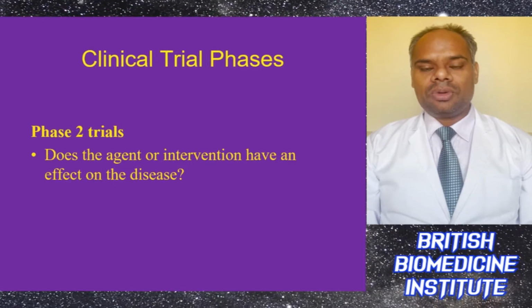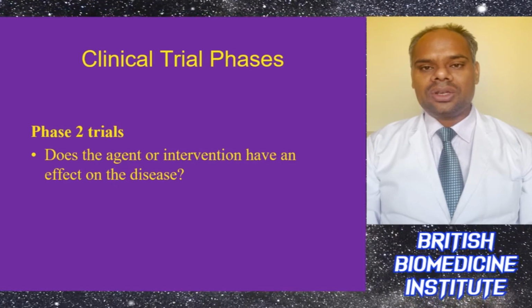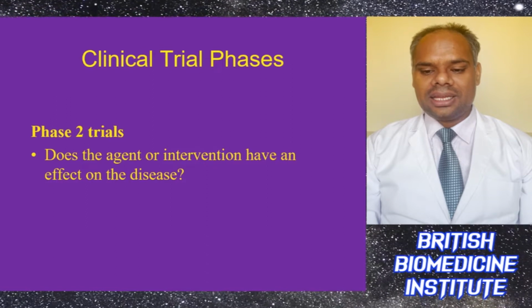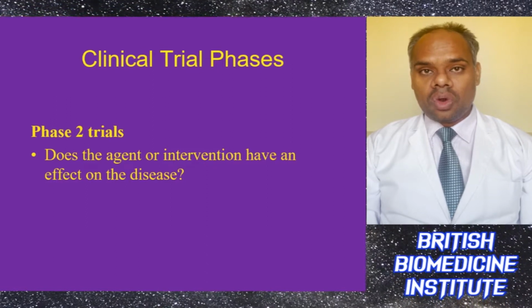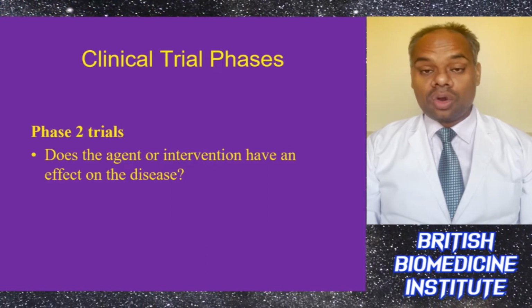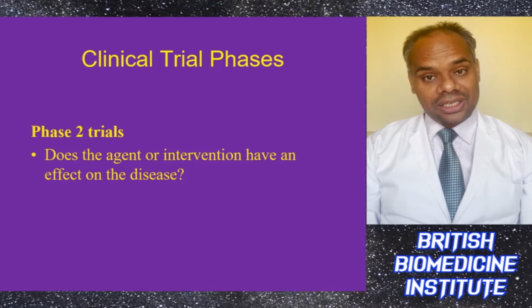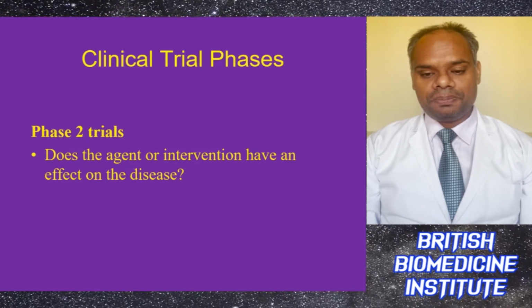Phase 2 trials are basically done in 100 to 500 subjects, and here we want to know whether our new agent or intervention has an effect on the disease or not.